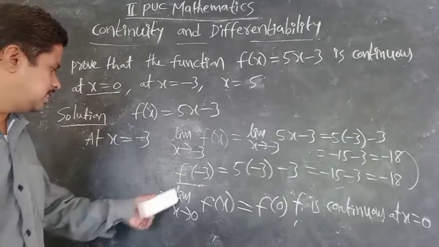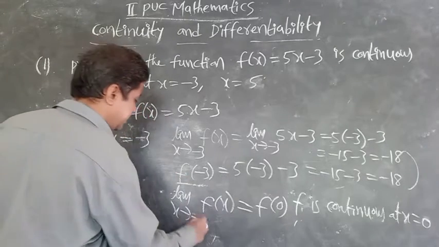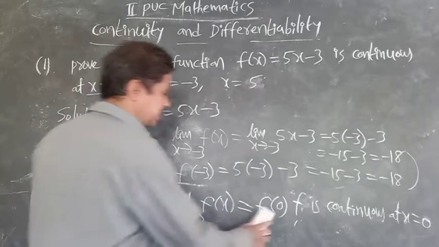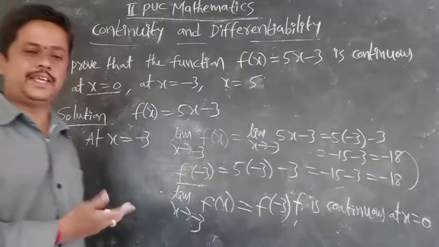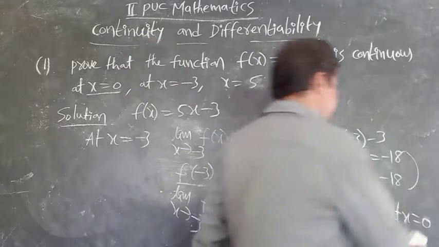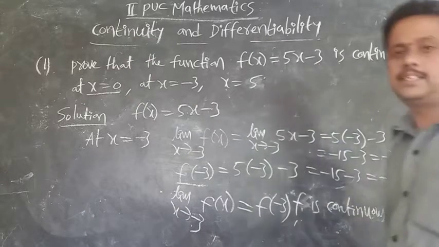Therefore, the limit as x tends to minus 3 of f of x is equal to f of minus 3. Very easy. Now, f is continuous at where? At minus 3. Yes, it's an easy idea.